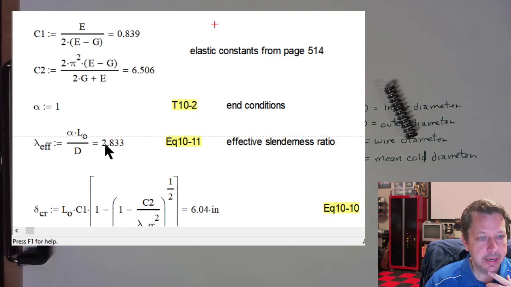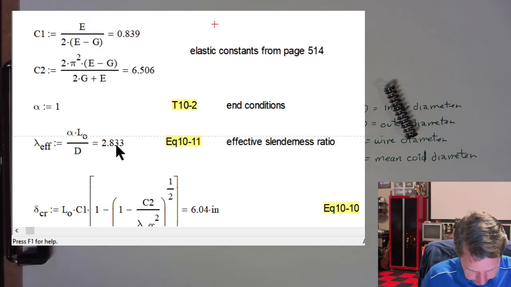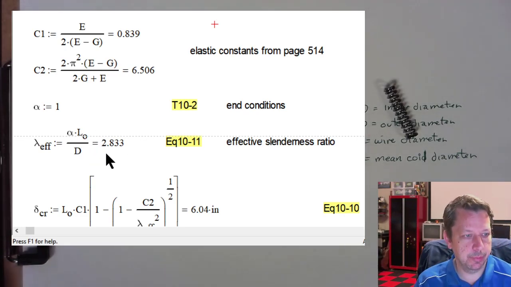Here, I've got the effective slenderness ratio. So remember there was a slenderness ratio in column buckling also. This is equation 10.11. It takes the free length, that end condition, and the mean coil diameter and calculates a number, 2.8. I don't think it has a guideline for what a good slenderness ratio would be.